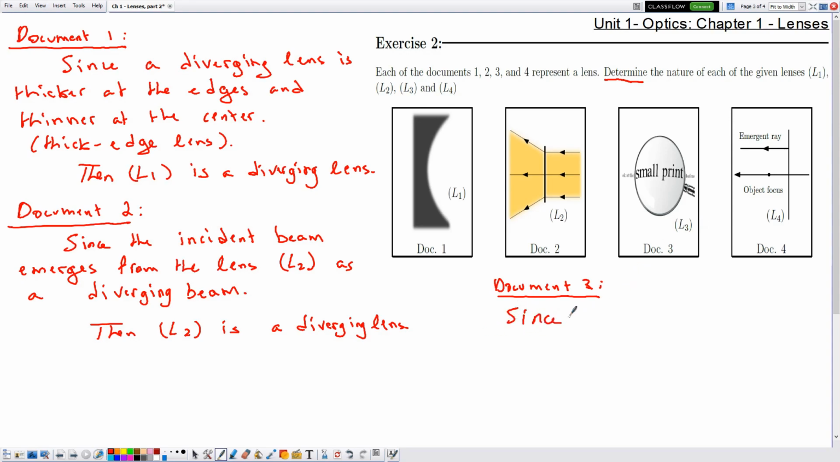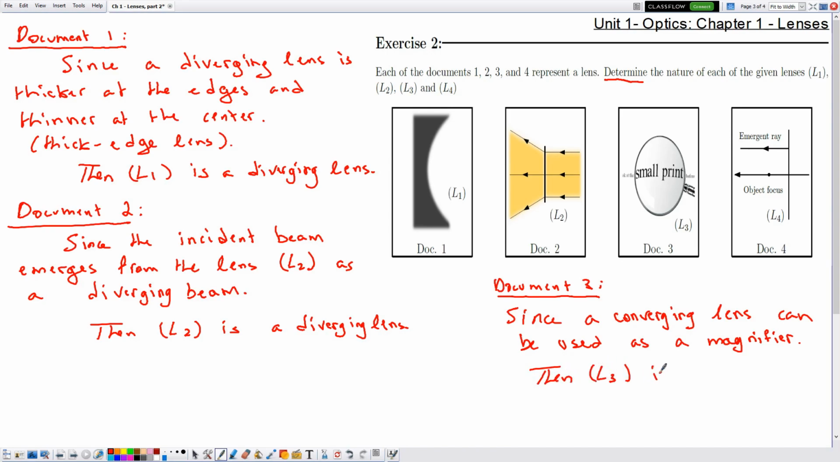Since a converging lens can be used as a magnifier, then L3 is a converging lens.